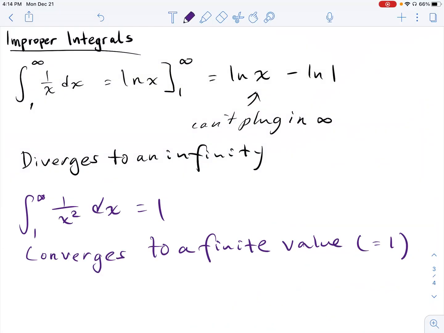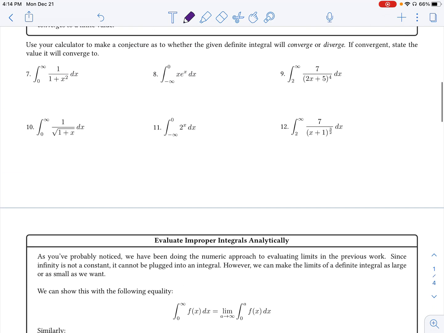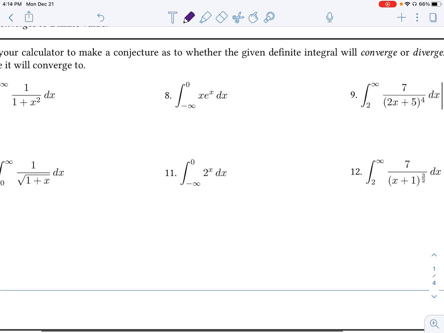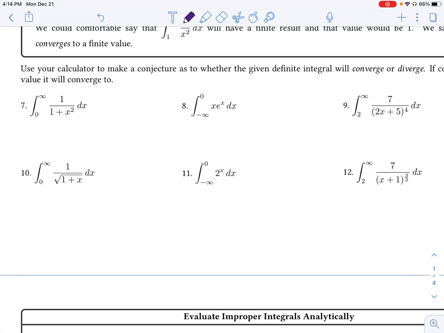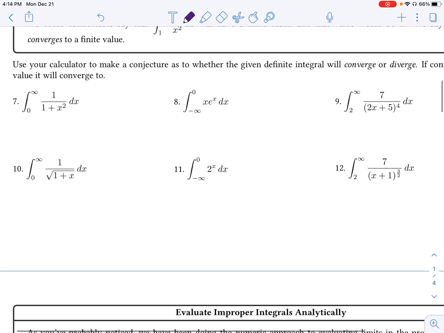So I'm going to encourage you right now to pause the video and take a look at a couple of these functions here. And in these functions, I want you to try to make a conjecture as to whether or not you think these integrals will converge or diverge. And you can do this by looking at the graphs. You can do this by just plugging in some values with your graphing calculator. But this is really just an exercise for you to kind of get comfortable with the idea of when a function would converge or diverge. Spend a few minutes doing this and go ahead and check your answers in the scan notes that I have uploaded. And in the next video, we'll actually start evaluating some improper integrals analytically instead of just playing around with some of the values and trying to make a conjecture based on what we're seeing numerically.